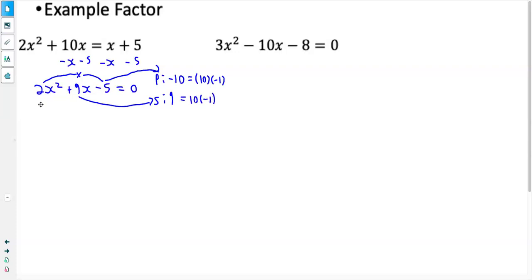Because we have a value in front of our x squared, we can't go straight to brackets. Instead, we're breaking up this middle term. So we're going to rewrite our equation as 2x squared plus 10x, and then we've got minus 1, so minus x, minus 5 equals 0. We've used those two here, and we can see that if we were to combine these, we would go back to our 9x.